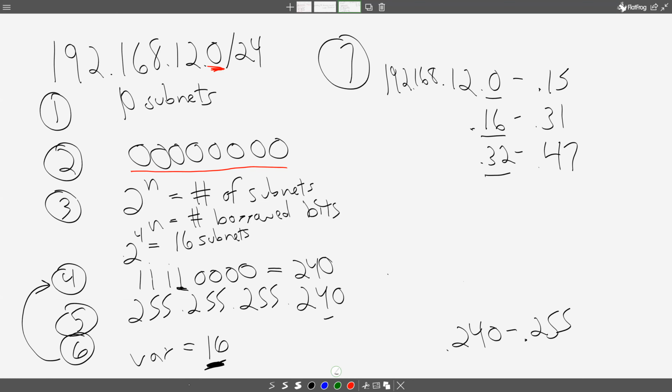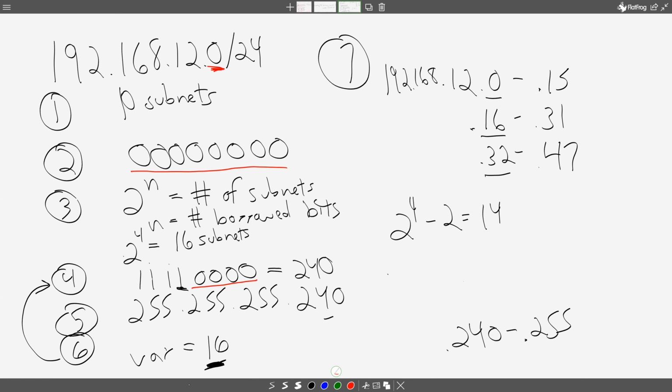So what we just did is we took the major network 192.168.12.0, we subnetted it into 16 subnets, and each one of those subnets has 2 to the 4th host minus 2, so each subnet has 14 hosts on it. And that is because when we borrowed those 4 bits, we only left 4 host bits. And 2 to the 4 is 16 minus 2 is 14.